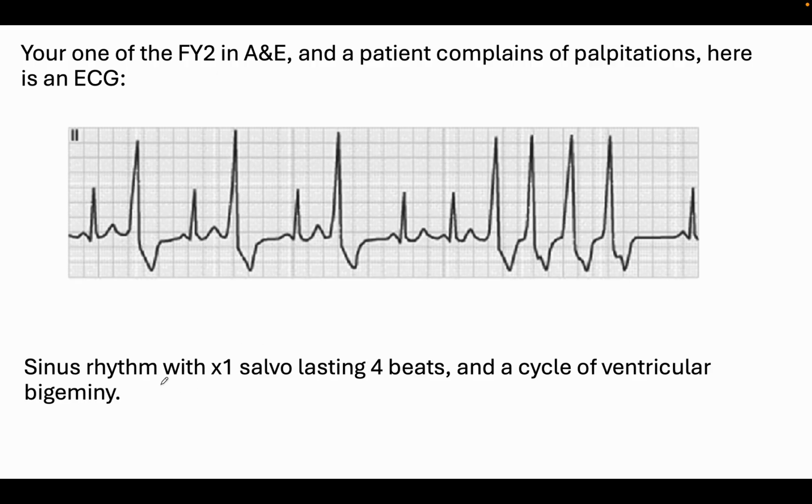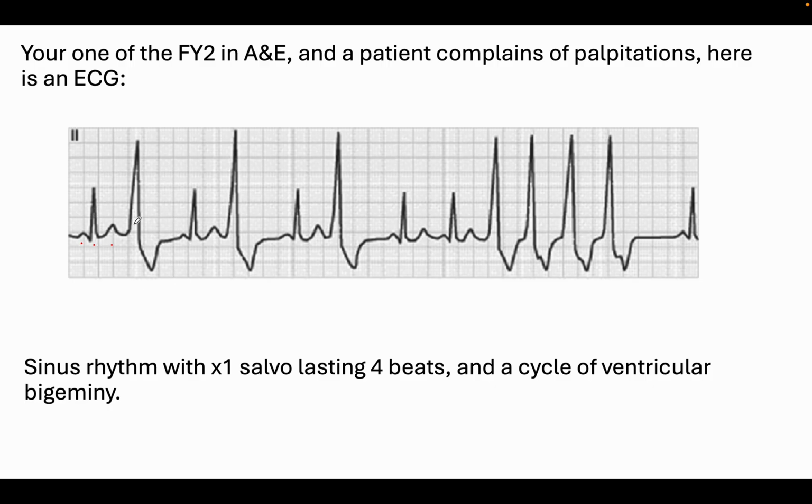So this is sinus rhythm with one salvo lasting 4 beats and a cycle of ventricular bigeminy. Well done if you got that right. Let's go through the answer. So this is sinus rhythm because you can see a P wave, a QRS followed by a T wave. So we know that the origin is sinus.